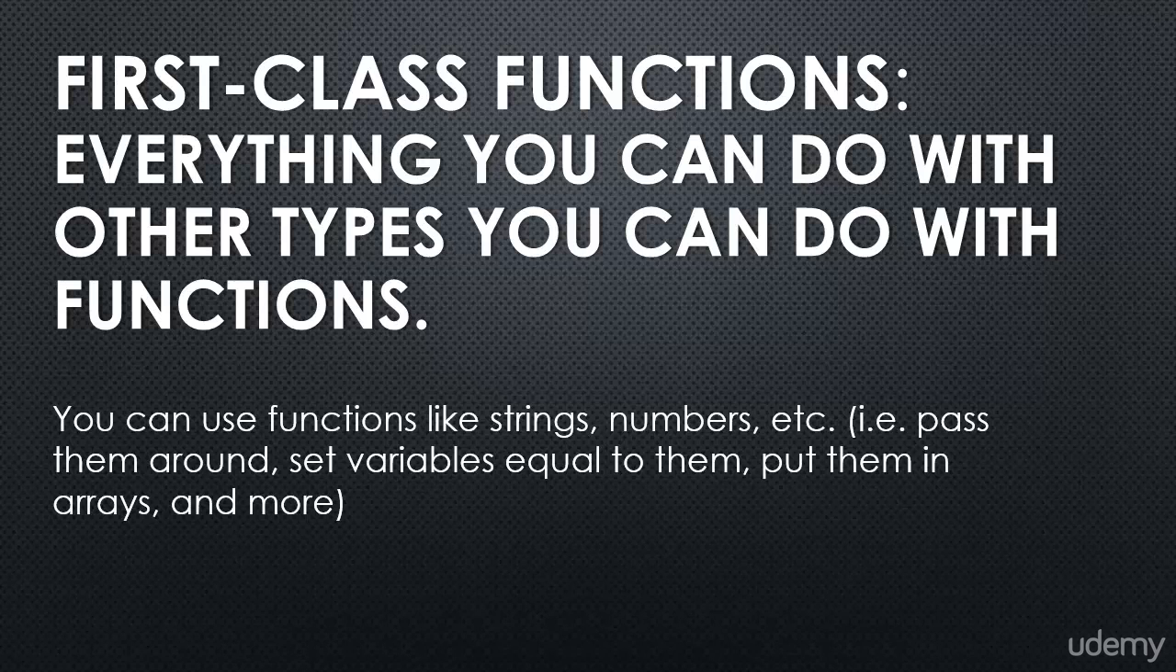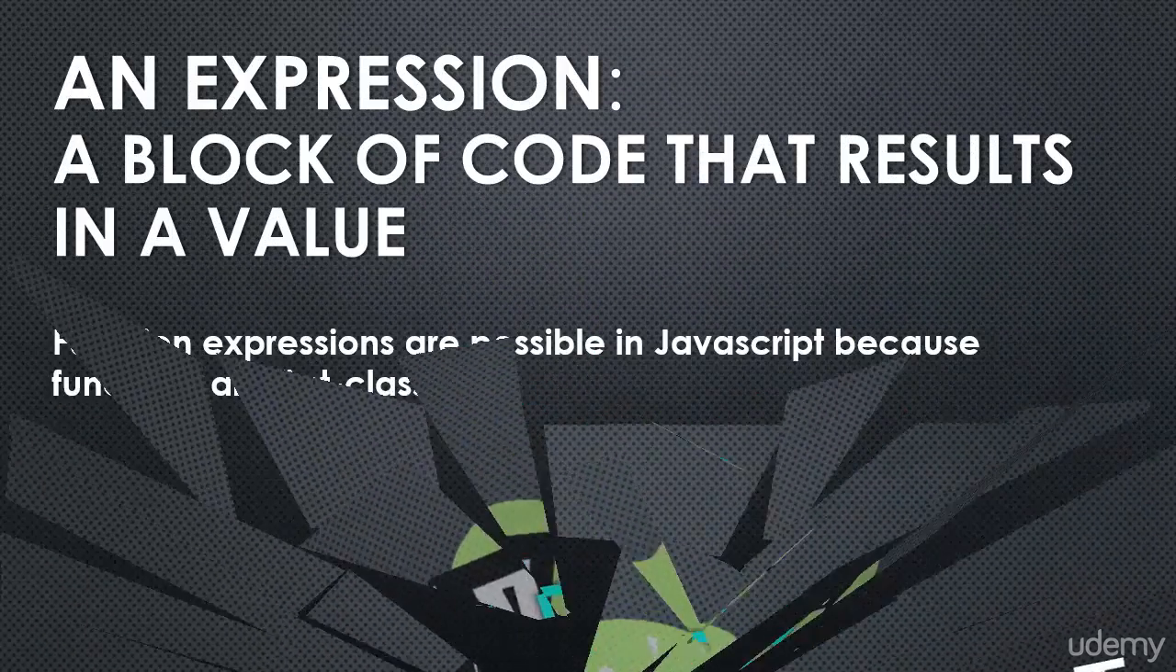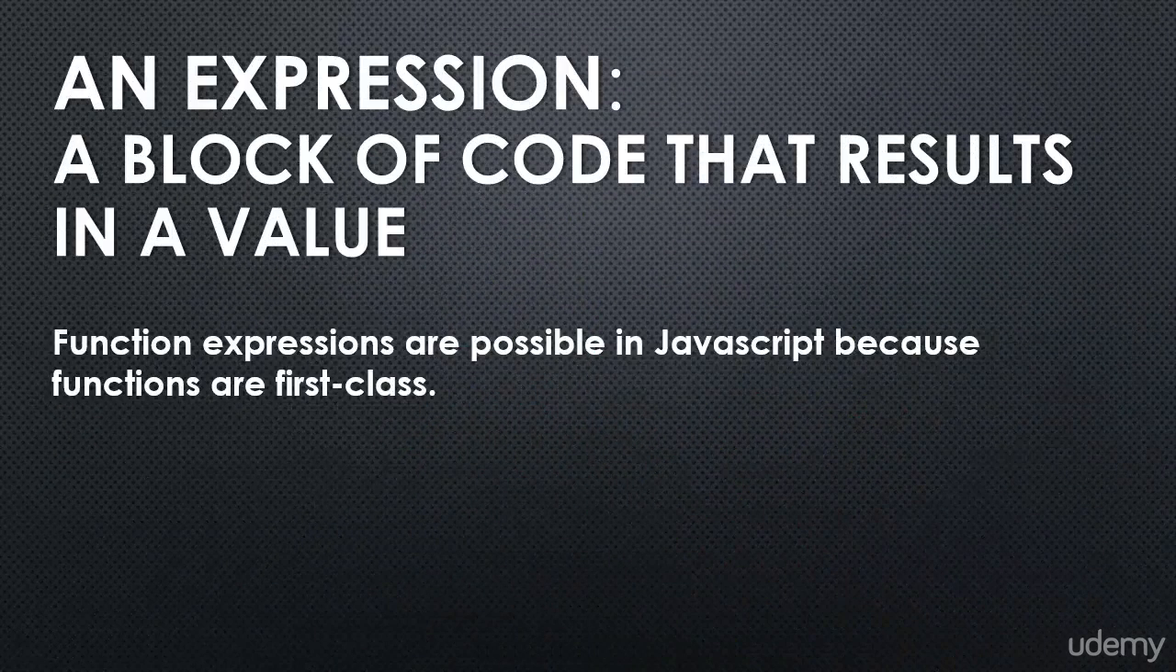Oh. Big word alert. An expression. An expression just means a block of code that results in a value, like setting a variable equal to a value. That's an expression. Function expressions are possible in JavaScript because functions are first class. So when I write a string, that results in a value. When I write an object or a number, it results in a value. And I can use a function expression to create a function essentially on the fly.